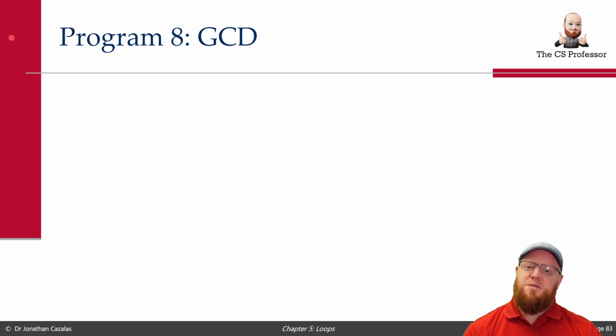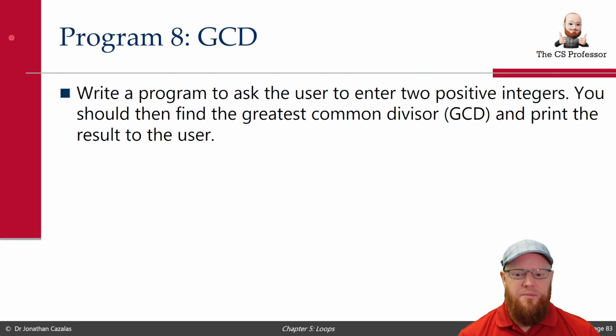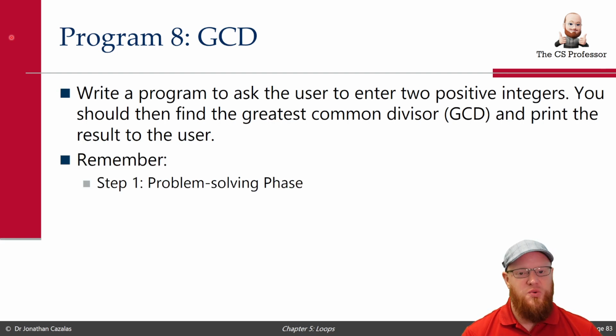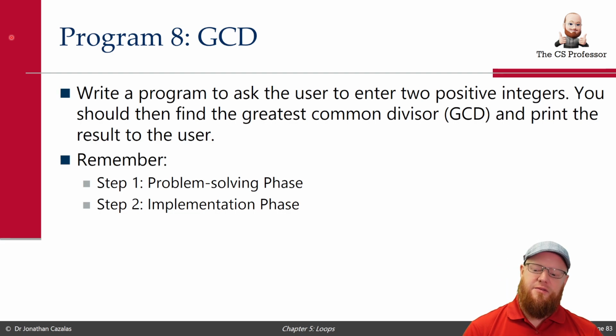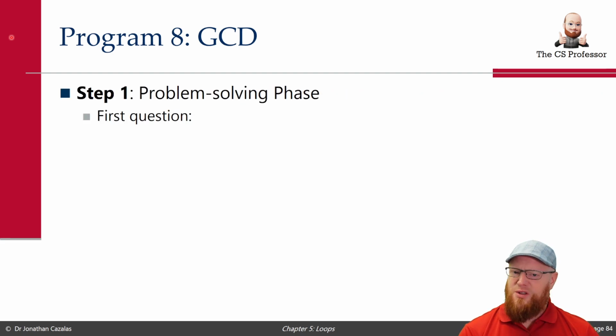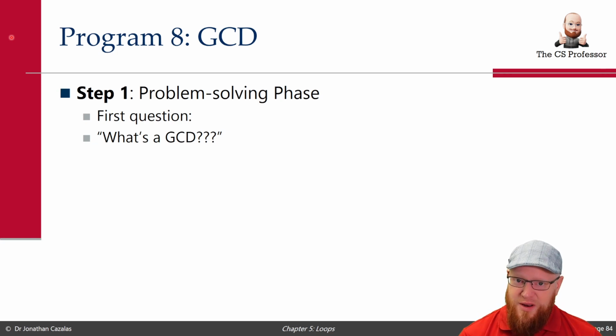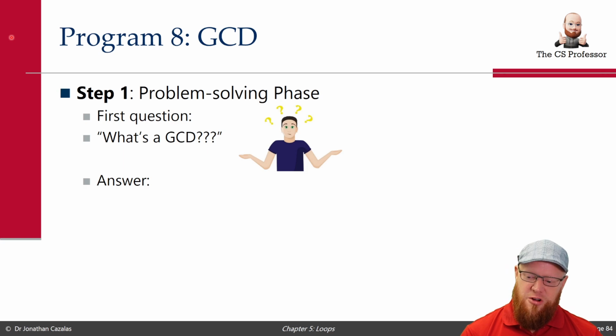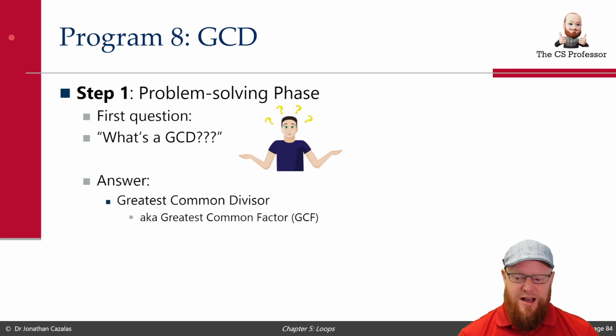So now we have some practice. Practice program 8, GCD. Write a program to ask the user to enter 2 positive integers. You should then find the greatest common divisor and print the result to the user. So as always, we have the problem-solving phase, then we have the implementation phase. Ask the user to enter 2 positive integers and find the GCD. So the first question is, for some of us, what is a GCD? Or another term is GCF, the greatest common factor.